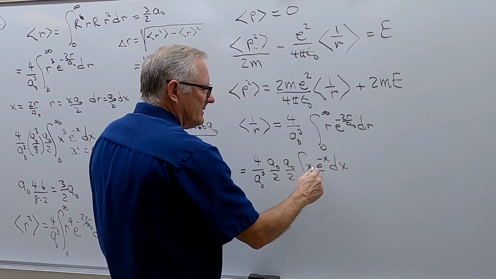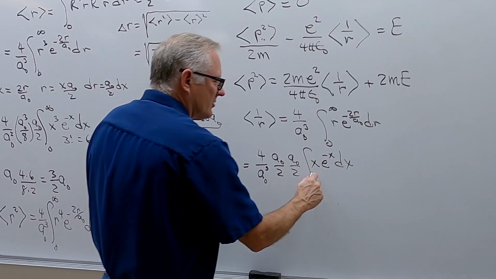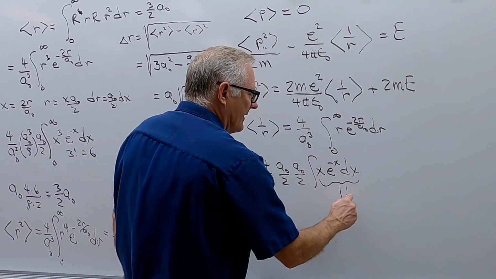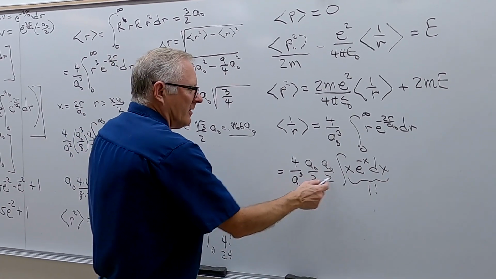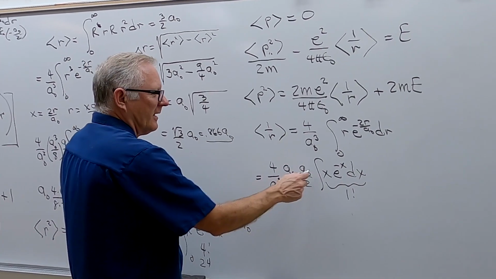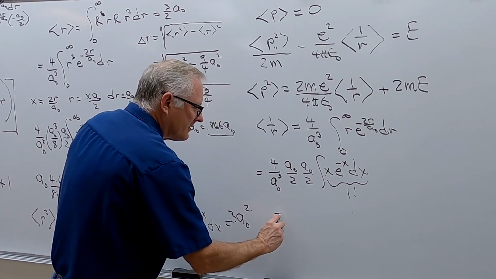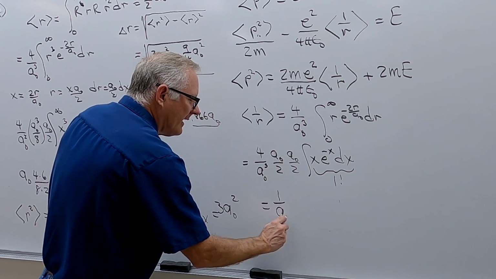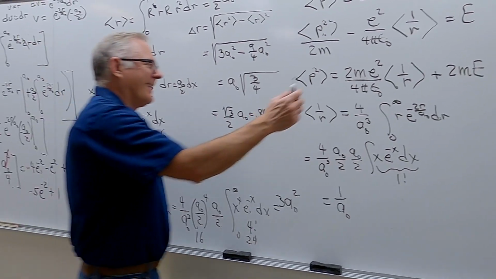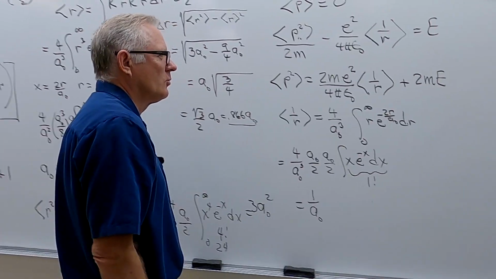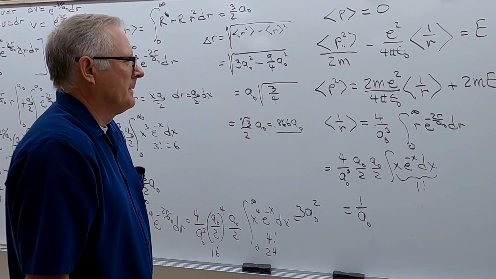Well, this is just x to the 1 power. This is just 1 factorial, which is just 1. So all of this is just 1. The 4 cancels with the 4. The a squared and the a cubed just gives me 1 over a naught. Okay, so that's what this term is right there. It's just 1 over a naught.